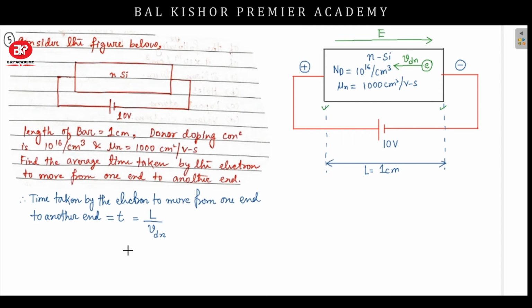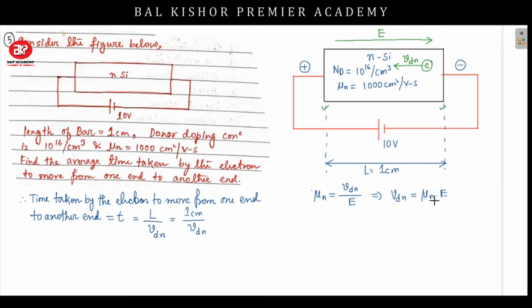Now length is given inside the numerical, that is 1 centimeter. That means we can write it is 1 centimeter divided by vdn, that is the drift velocity of the electron. Now we have to find the drift velocity. So according to the definition of the mobility of the electron, mu n will be equals to vdn divided by capital E. And vdn value तो मुझे मालूम करना होगा.